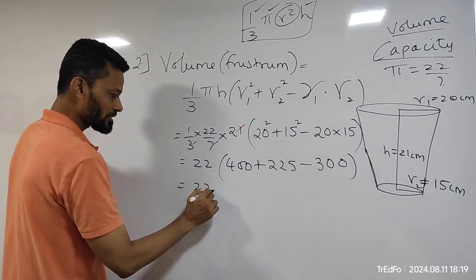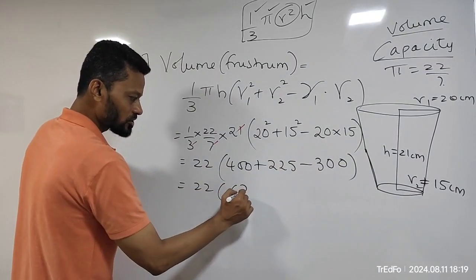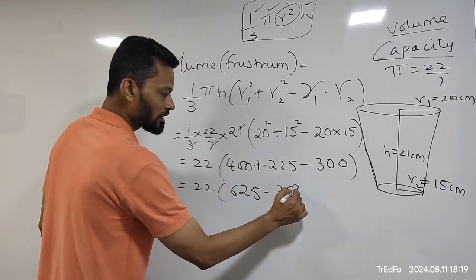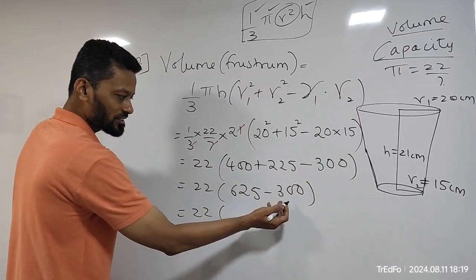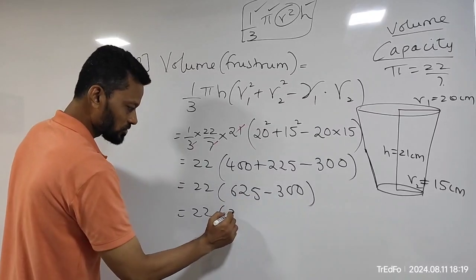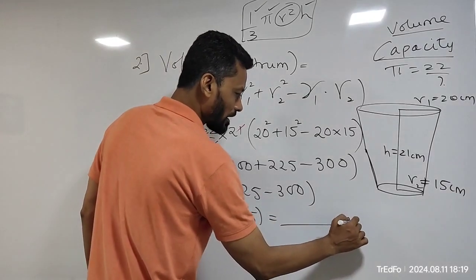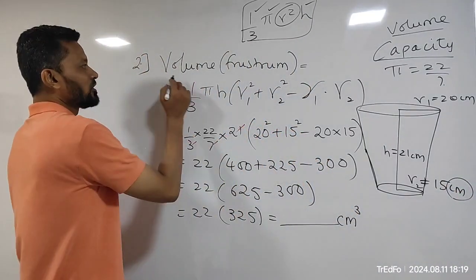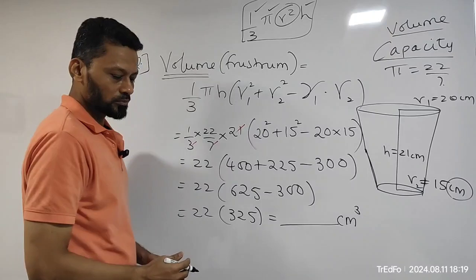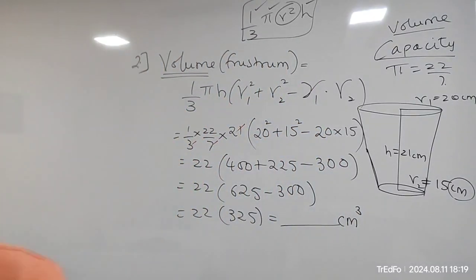So you get here 22 into 400 plus 225 plus 300, which becomes 925. Now 22 into 925, multiply, and the answer will be in centimeter cube, and we have found the volume. I hope you understood this. Let's go to the next question.